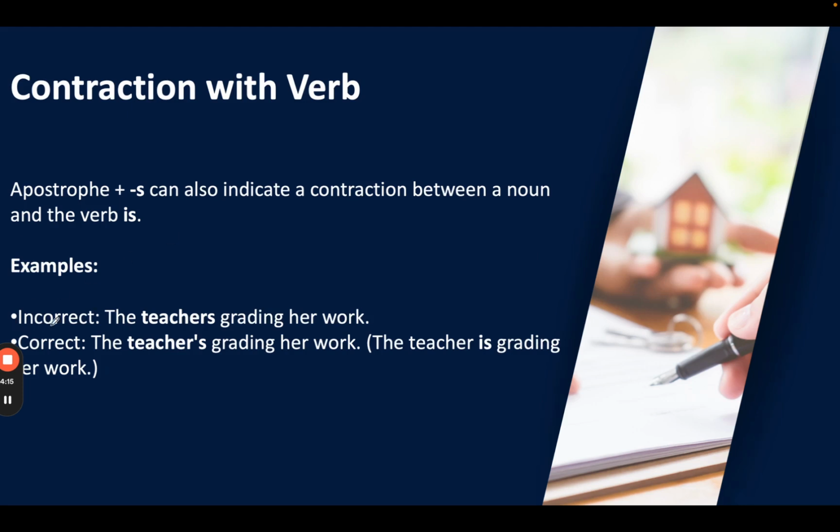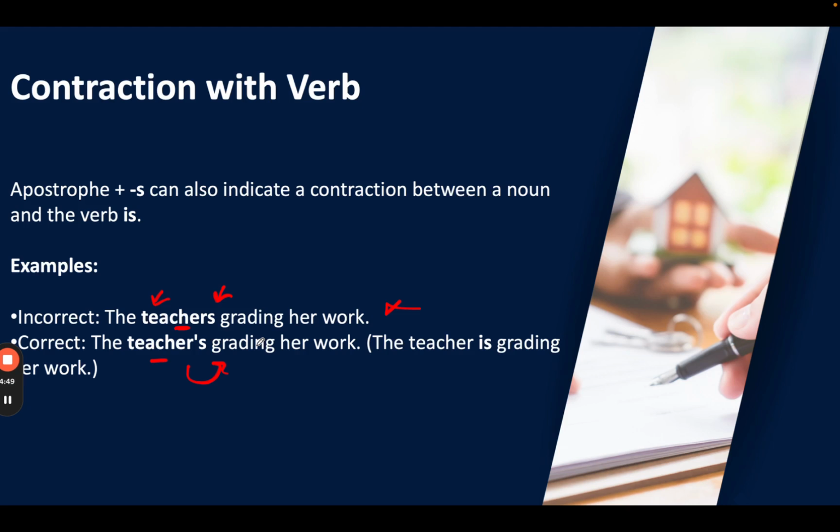Now look at this sentence. The teachers grading her work. First of all, the sentence is grammatically incorrect because I do have the subject, but where is the verb? There is no verb in it, right? Because there's no verb, the sentence is going to be incorrect. Now look at how we've corrected the sentence. The teacher's grading her work. Now think about it. Can the teacher possess grading? Like, can there be a possession for grading? No, right? They can't own grading.